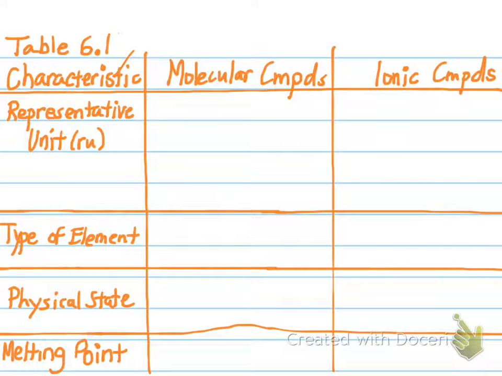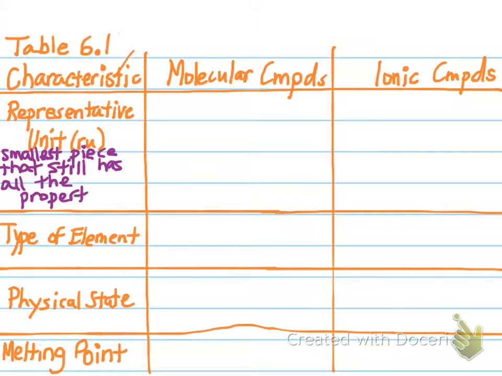So the last thing we have is this table. And we talk here about a representative unit. And remember, when we're talking about representative unit, we're talking about the smallest piece that still has all the properties. Okay, so we're talking about if we have a big chunk of something, what's the smallest piece we can chop it up into and it still has all those properties of that original big piece.